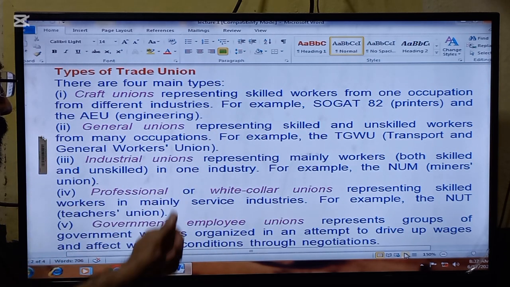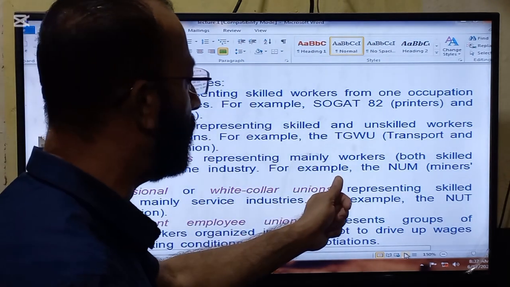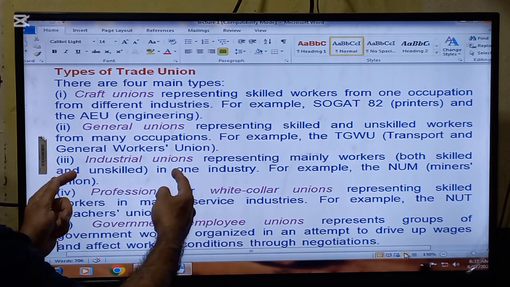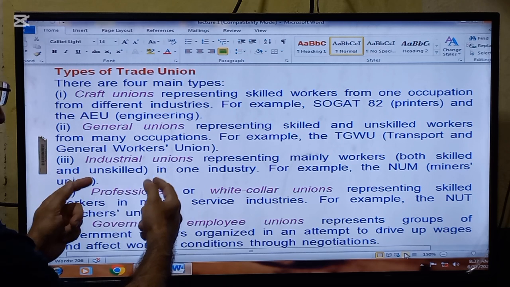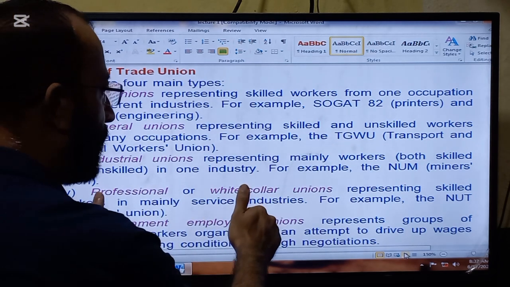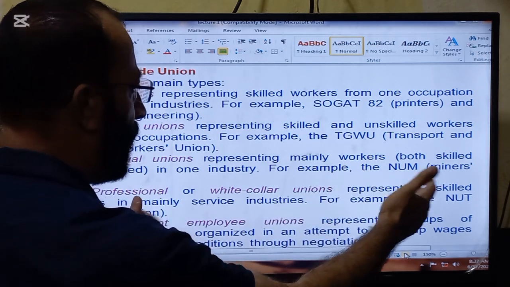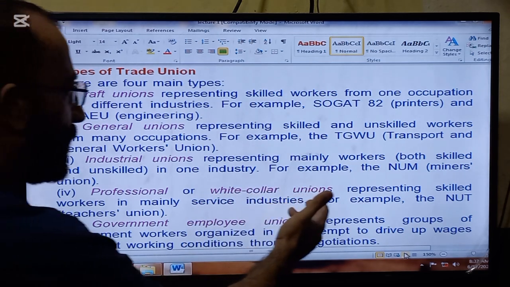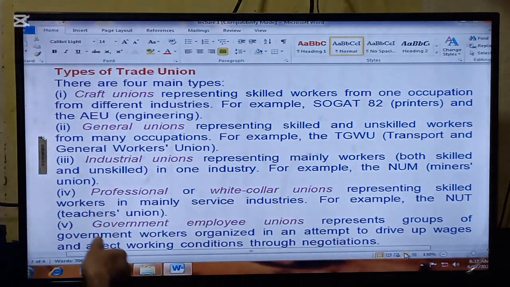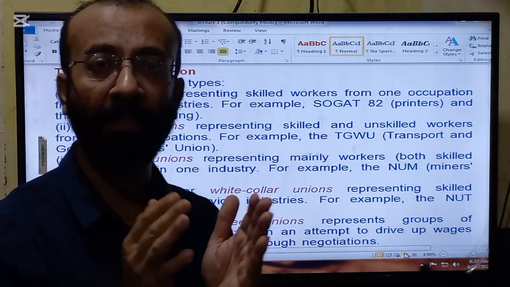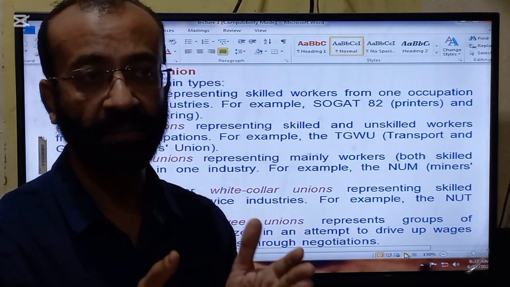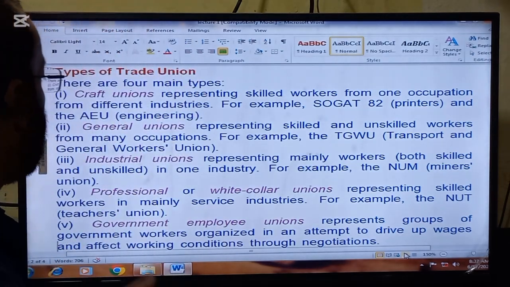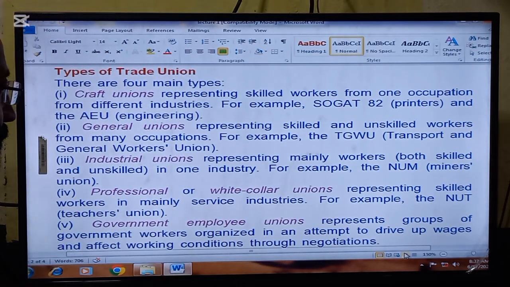Next is industrial union, representing mainly workers, both skilled and unskilled. But remember, industrial union, from the name you can imagine, this is a union of the workers, both skilled and unskilled, in one industry. For example, the miners union. So one industry, for example, miners, or any other one industry. This is industrial union.